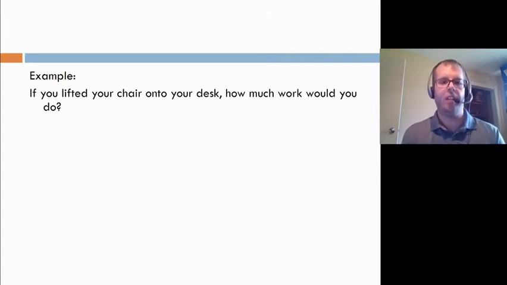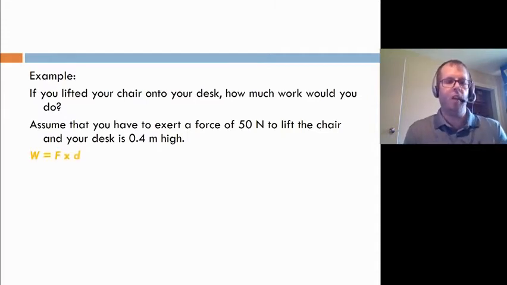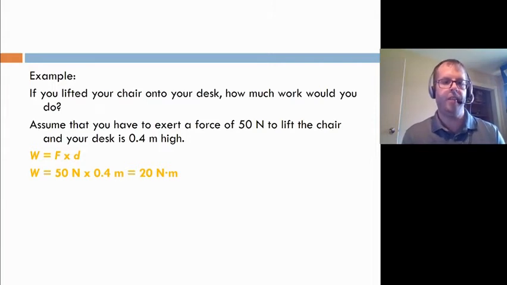If you lifted your chair onto your desk, how much work would you do? Well, assume that you have to exert a force of 50 newtons to lift the chair, and your desk is 0.4 meters high, so around 40 centimeters high. Well, we take our formula, work equals force multiplied by distance, and we'd substitute in 50 newtons for force, and we'd substitute in 0.4 meters for the distance, the height in this case. And 50 multiplied by 0.4 is equal to 20, and the units on that would be the Newton meters.